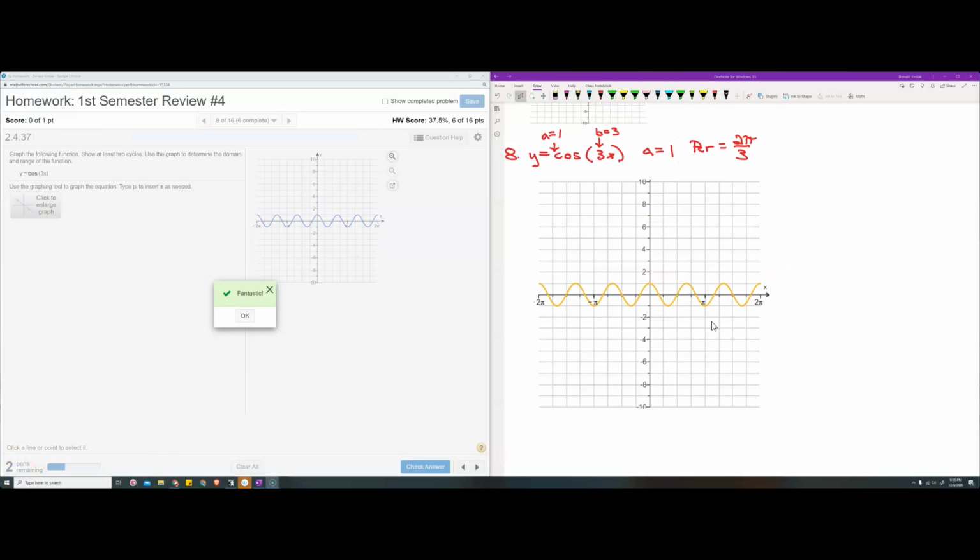So when you look at this, we should see 3 of these curves. So there's 1 period of it, 2 periods, 3 periods of cosine. That's what that's telling you.